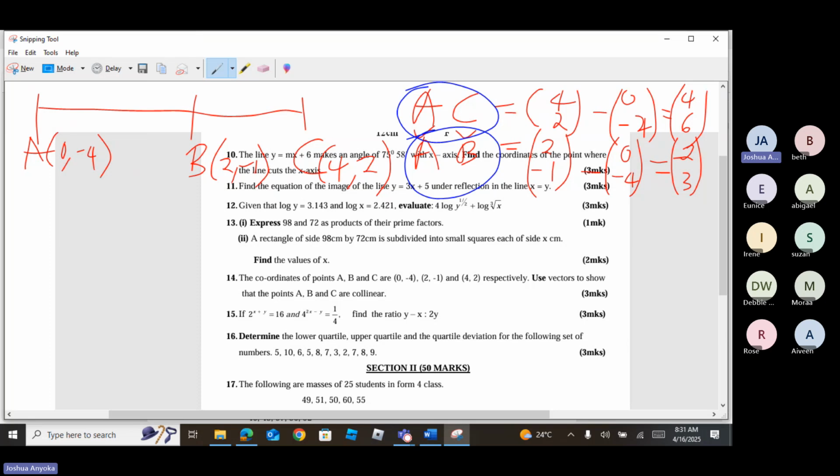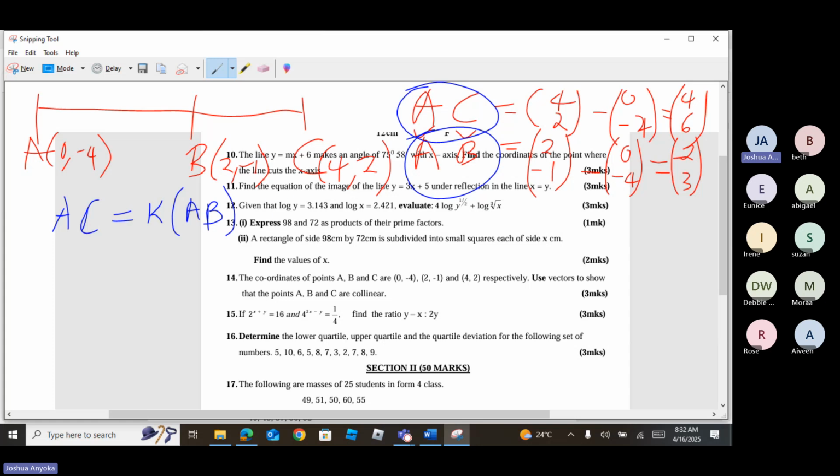Another person can even decide to have vector BC and AC, or to have vector AB and BC. So it is your own creation. But so long as you come up with 2 vectors, then if the points are collinear, vector AC can be expressed as a scalar multiple of the other vector AB. Vector AC is equal to kAB.